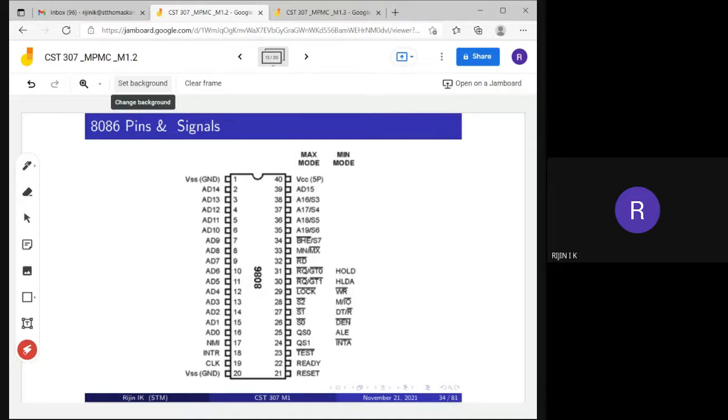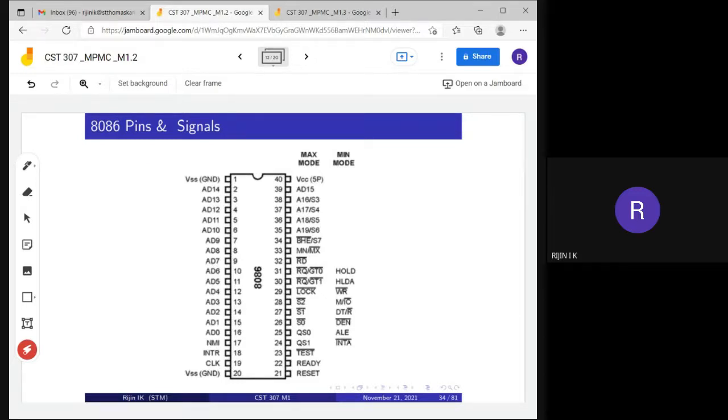In maximum mode, it provides signals for implementing a multi-processor or co-processor system environment. So in maximum mode, there may be more than one processor, whereas in minimum mode there is only one processor. That thing you should remember.